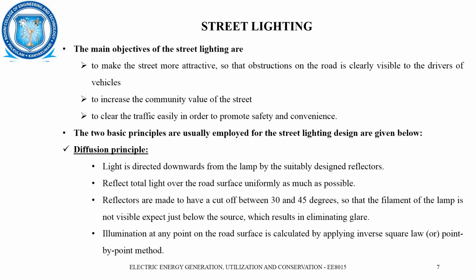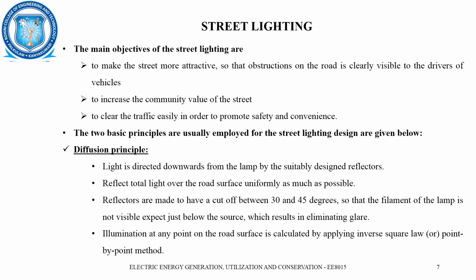The diffusion principle is nothing but light directed downwards from the lamp by suitably designed reflectors. Reflection of the total light over the road surface has to be made as uniform as possible. Total reflection has to be made. The reflectors are made to have a cutoff between 30 and 45 degrees, so that the filament of the lamp is not visible except just below the source, which eliminates glare. So glare has to be avoided. In such a way, the reflectors have to be placed.